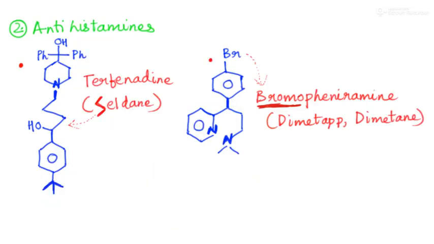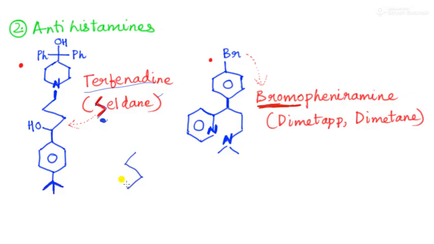Next, we have antihistamines. Under antihistamines, the examples are terfenadine and bromopheniramine. Terfenadine is also called Seldane, and this is the key. You should remember Seldane or terfenadine, both S. Please remember this S, because once you draw this S, the structure is very simple.